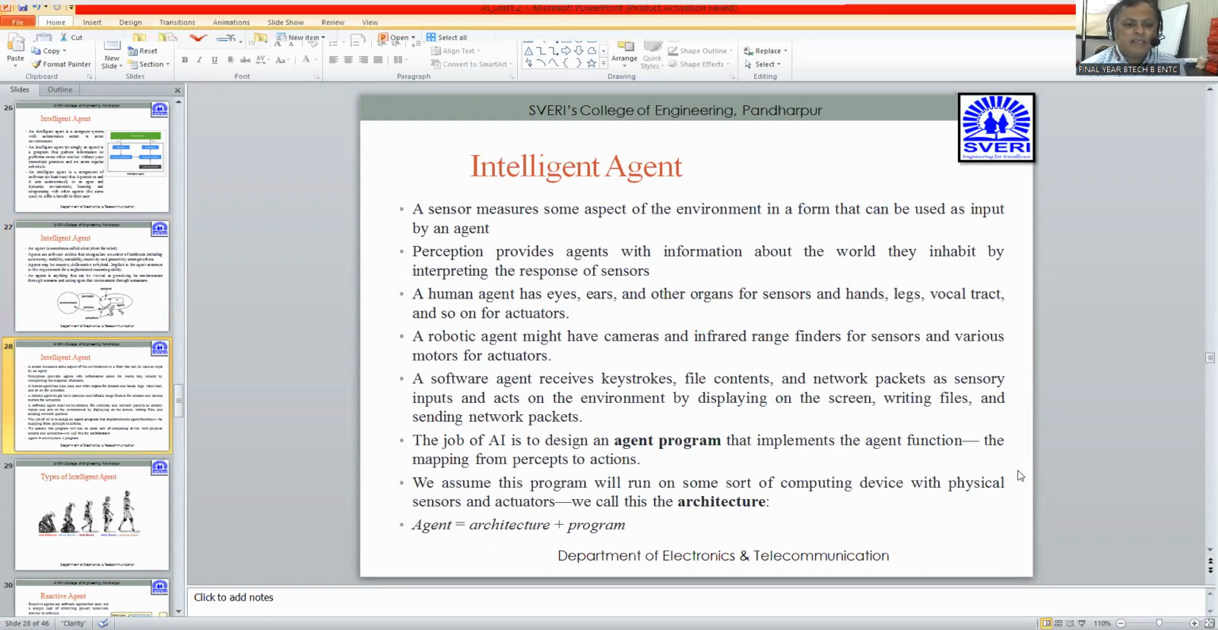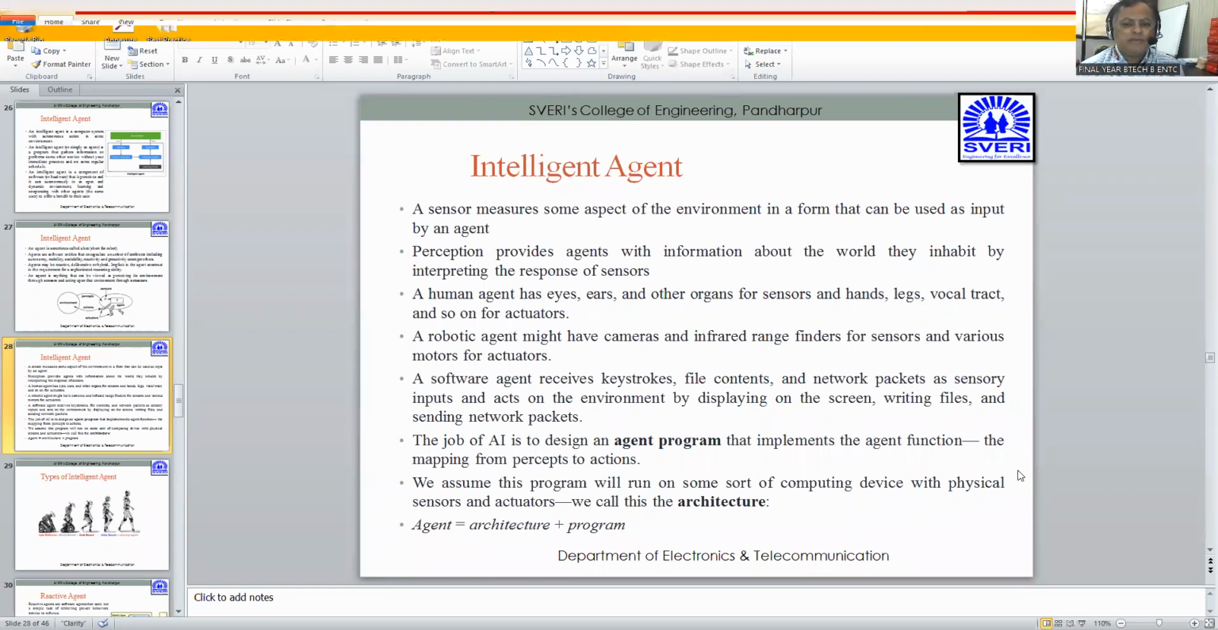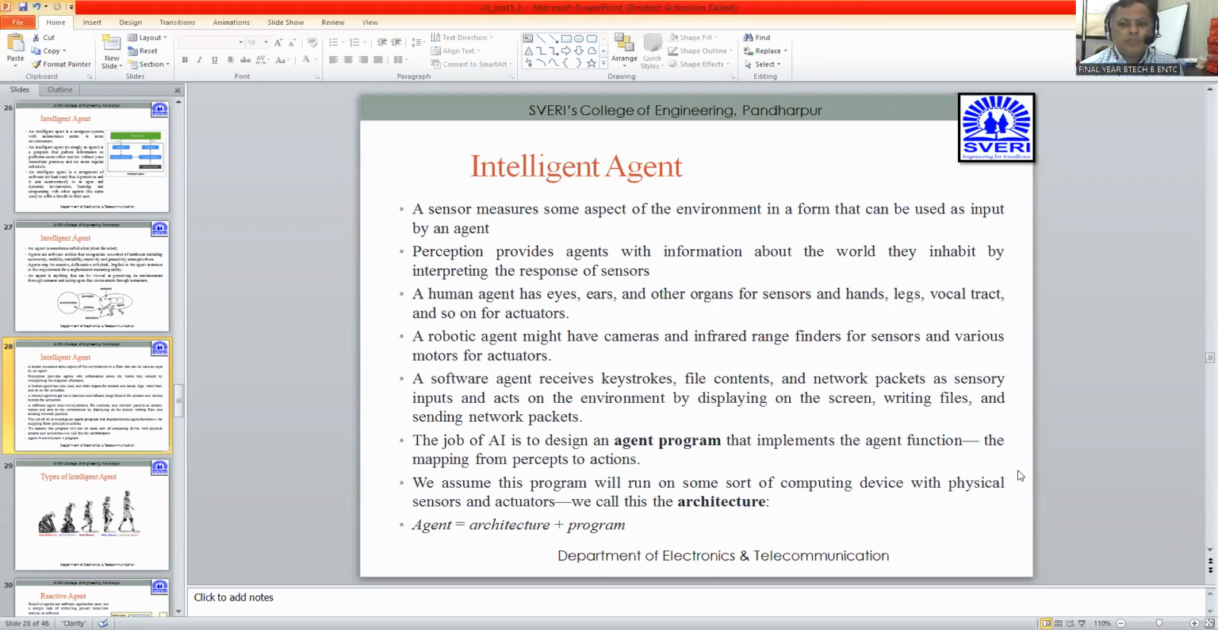There are mostly three types of agents: the human agent, the robotic agent, and the software agent. Human agents have eyes, ears, and other organs for sensing, whereas the hands, legs, vocal tract, and others serve as actuators. A robotic agent has cameras and infrared range finders as sensors and various motors acting as actuators. A software agent has files, keystrokes, and network packets as sensory inputs, whereas displaying on the screen, writing files, and sending network packets are the actuators.